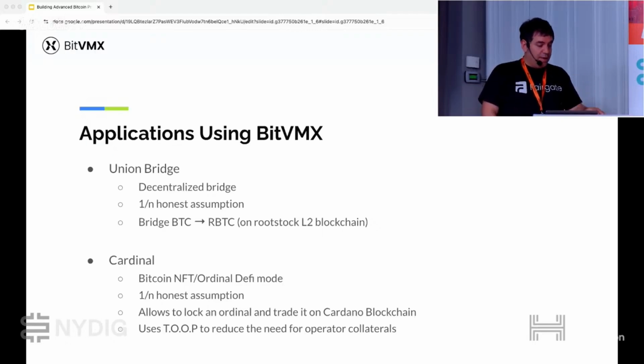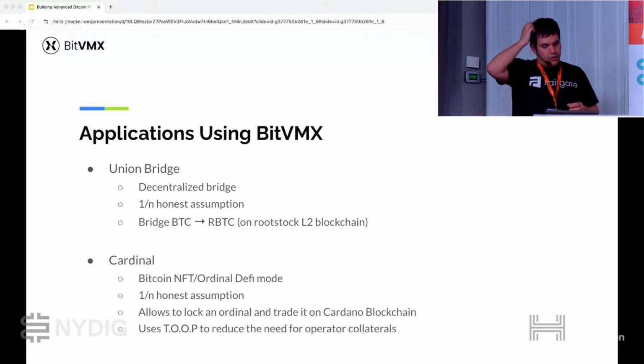And on the other hand, we have the Cardinal protocol. That's another application that we built using BitVMX. The idea is that if you have an ordinal or an NFT on Bitcoin, you will be able to lock this in a UTXO on Bitcoin, and this will enable you to trade this NFT on the Cardano network. You can, for example, put it as part of a loan on Cardano, and then get it back into Bitcoin later after trading or whatever you want to do, or a DeFi application that you need to run there.